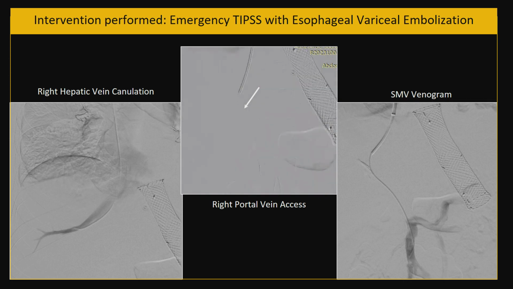This is the angiogram we have taken from the superior mesenteric vein. Surprisingly, what we usually see is flow in this vein towards the liver, but in this case, the entire blood is diverted away from the liver into the collaterals. That's why the patient is having significant bleeding because of the varices.